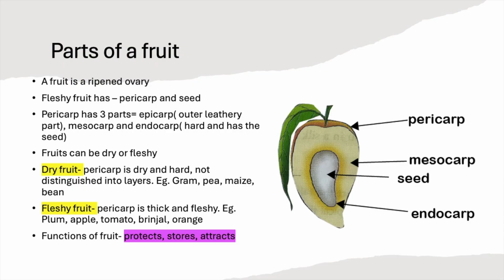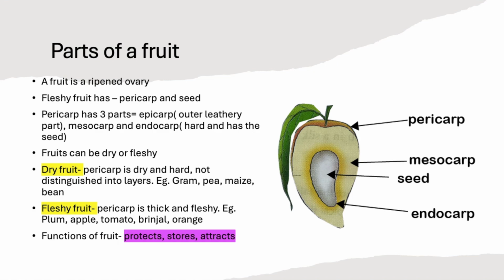The parts of a fruit. A fruit is a ripened ovary. There are fleshy fruits and there are dry fruits. Fleshy fruit has a pericarp and a seed. The pericarp has three parts: epicarp, which is the outer leathery part, the mesocarp, which is the fleshy part, and the endocarp, which is hard and has the seed inside it.